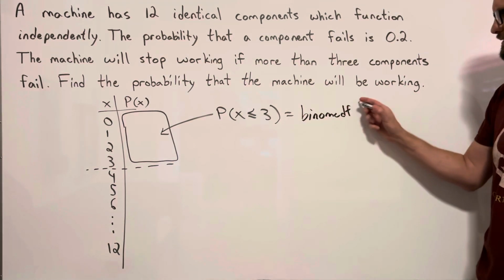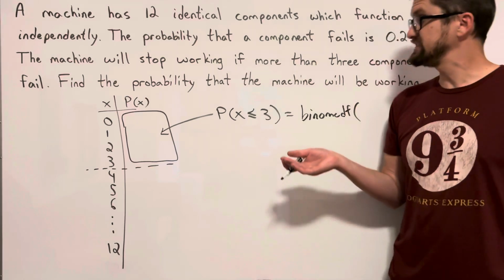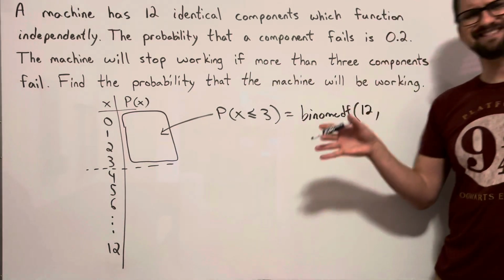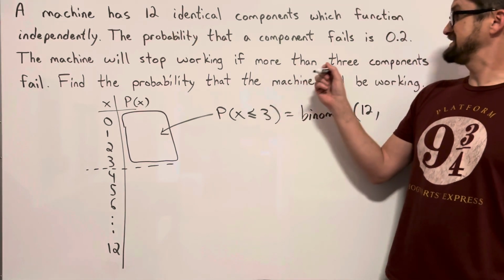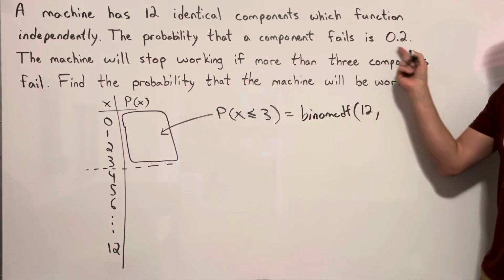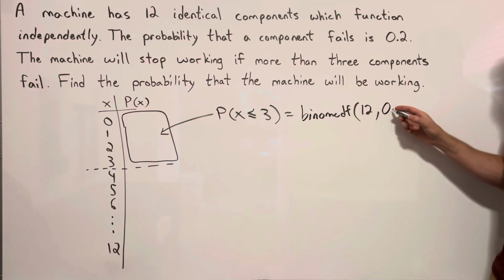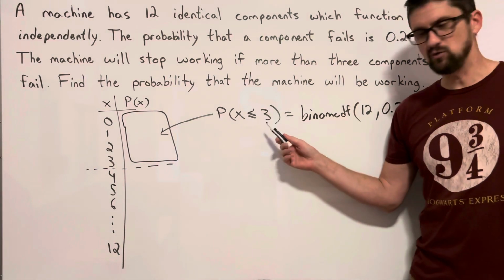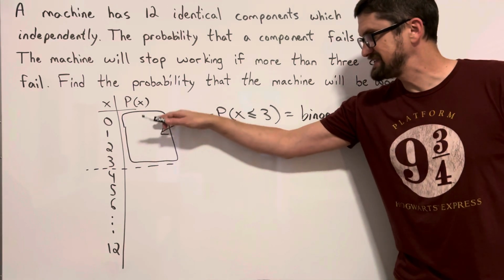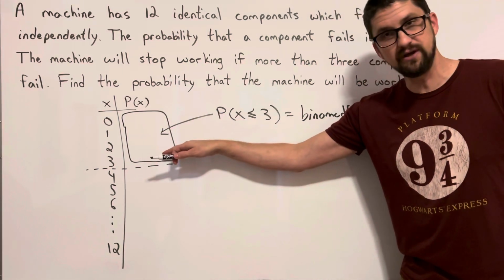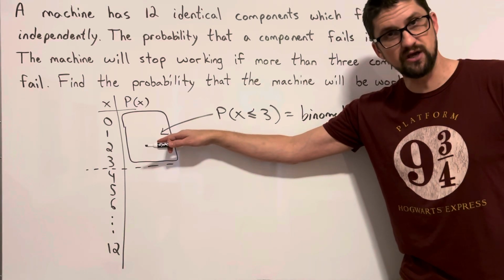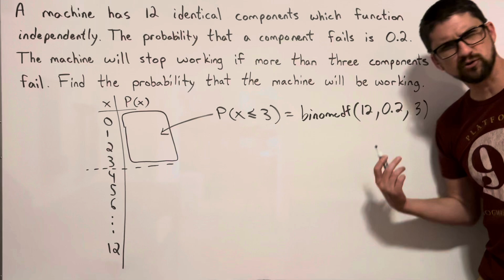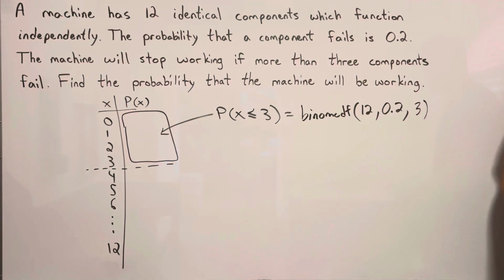And then you tell it 3 things. You tell it the number of trials, which in this case is the number of components, 12. The probability of success for each trial, which in this case is the probability that it fails, 0.2. And you want to tell it the X value that you want to start at, and then it adds everything below it. So it'll take the 3 case, add to it the 2 case, the 1 case, and the 0 case. This will add up those 4 probabilities all for us.